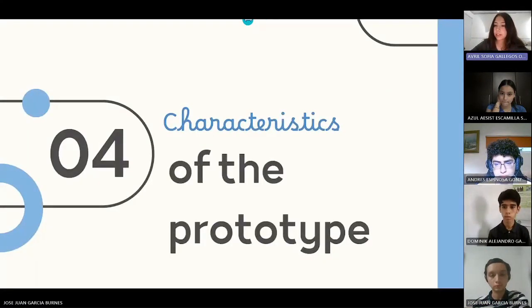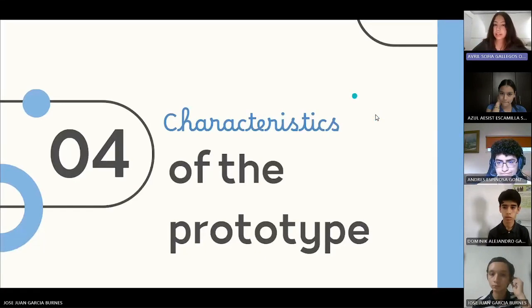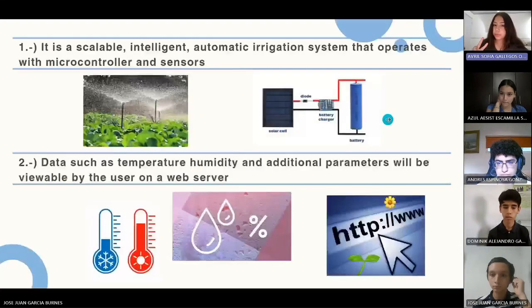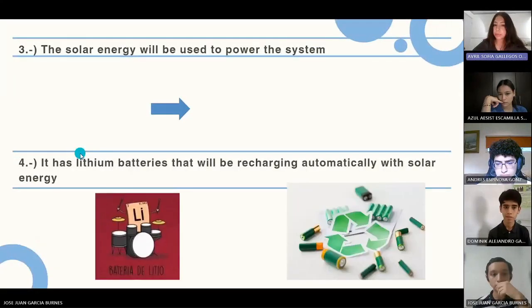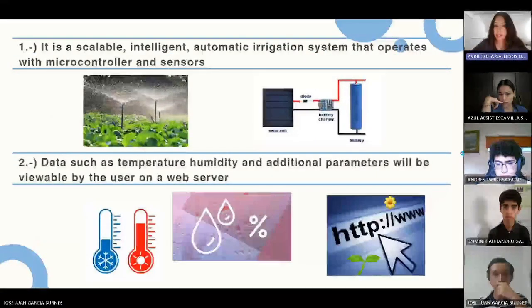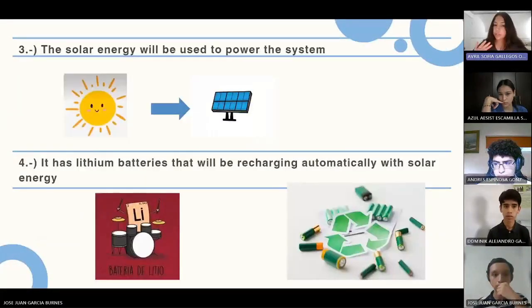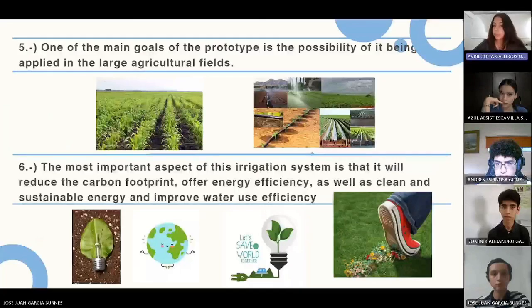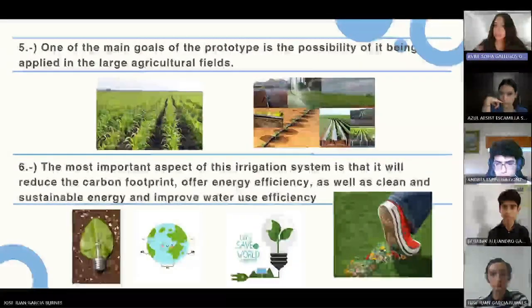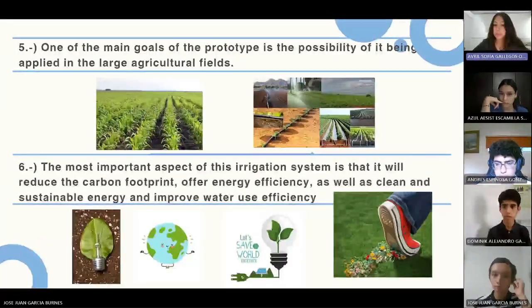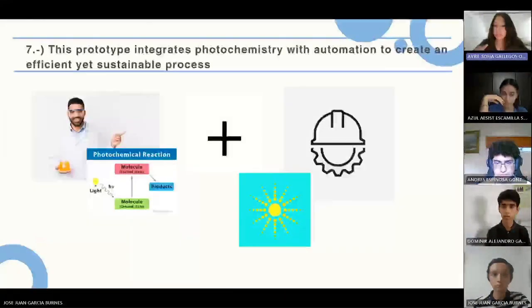Now I'm going to explain the characteristics of our project. The first one is that our system is scalable, intelligent, and automatic. The second is that the data will be available on a web server. The third is that it works with solar energy. The fourth is that it has lithium batteries that recharge automatically. The fifth is that we want it to be applied in large agricultural fields. The sixth is that it will reduce the carbon footprint and improve water use efficiency. And the seventh characteristic is that it integrates photochemistry with automation in its elaboration.